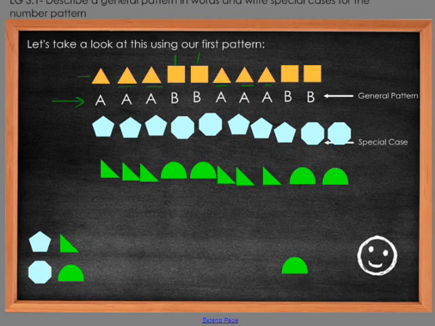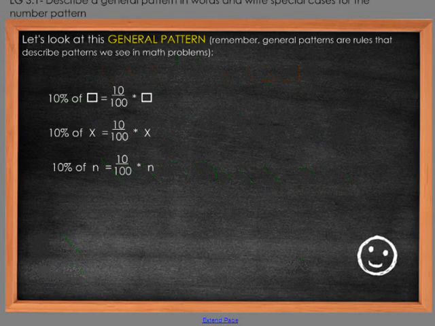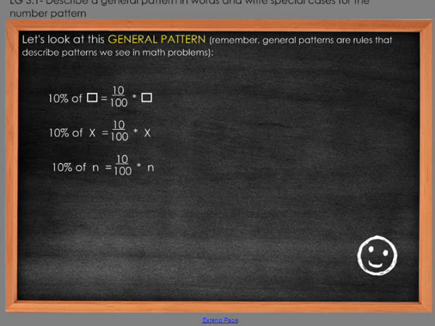You can also do it with math problems. So let's look at this general pattern. And remember, general patterns are rules that describe patterns we see in math problems. In this math problem, we can see a pattern. In each of these general patterns, and they're all the exact same general pattern, we have 10% of, in this case, a square equals 10 divided by 100 times a square. I can do the exact same general pattern, but in this case, I use the variable x, and in this case, I use the variable n.